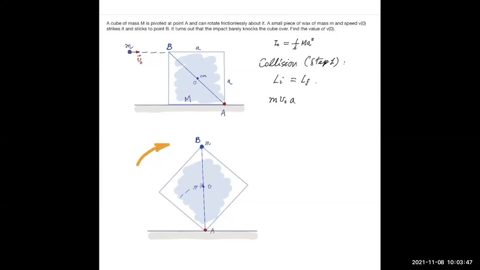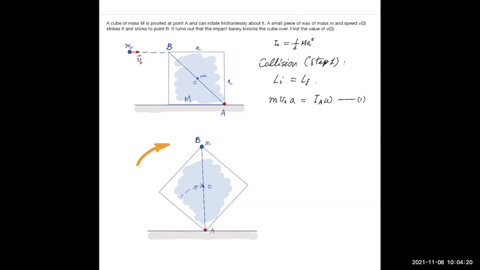Okay, and after the collision, the wax and the cube get stuck together, and their combined angular momentum is IA omega, and that IA is the rotational inertia about point A with that piece of wax already stuck at corner B. We're going to talk about how to calculate IA later, but here's our first equation, right? The conservation of angular momentum.